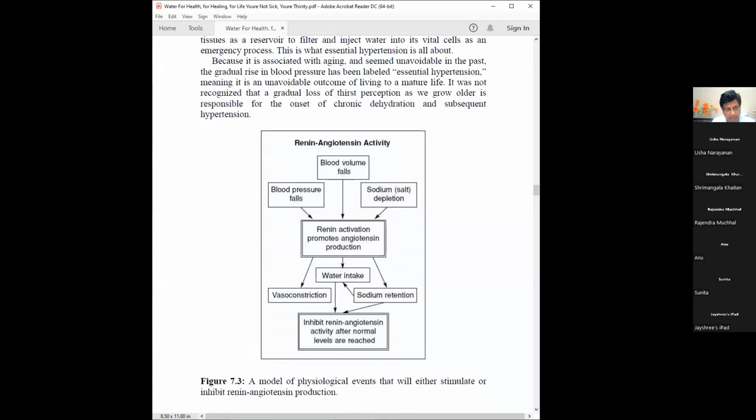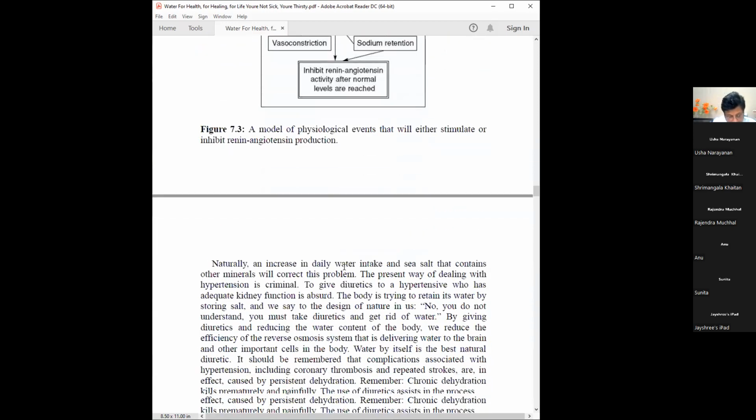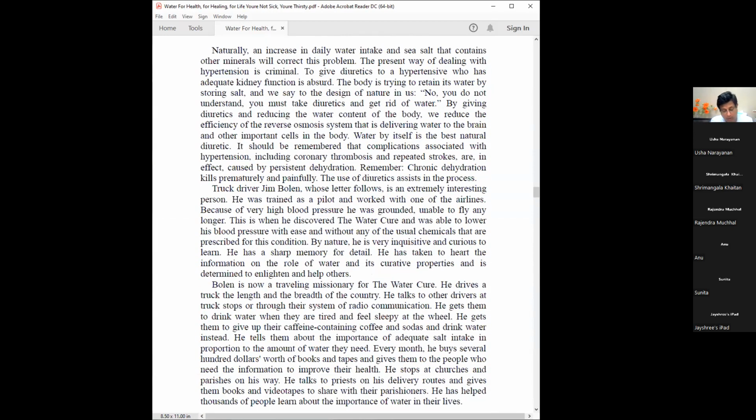A model of physiological events that will either stimulate or inhibit renin-angiotensin production. So blood volume falls, blood pressure falls, sodium depletion happens, and renin activation promotes angiotensin production. So there's water intake, which inhibits renin-angiotensin activity after normal levels are reached. Basically, if enough water is there, then blood pressure will not fall, blood volume will not fall, and the salt will also not get depleted. Naturally, an increase in daily water intake and sea salt that contains other minerals will correct this problem.